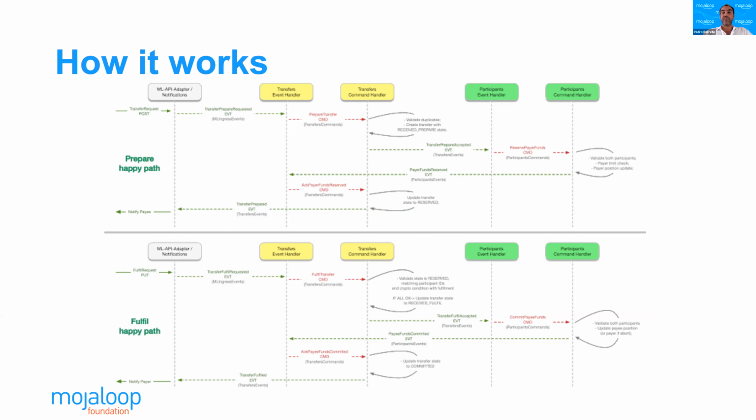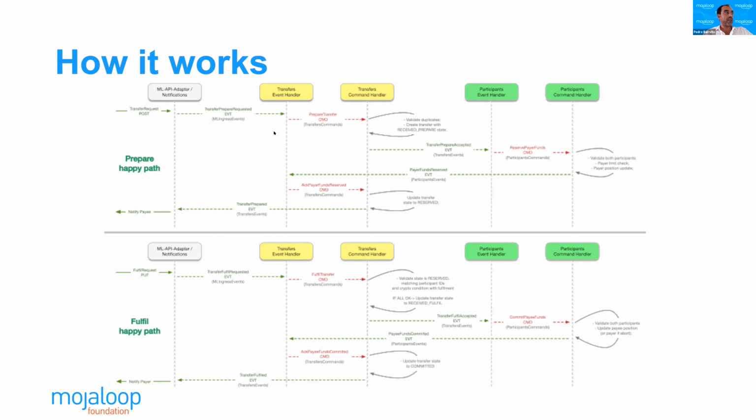As you can see, we have the new services in yellow and green. So the ML API adapter, REST service, and the notification services are the same, with minor changes to accommodate the different topics and the new end-of-leg messages from the central ledger. So I'm now going to walk you through the prepare leg, and you can see that it all starts with the ML API adapter notification receiving the transfer request post.